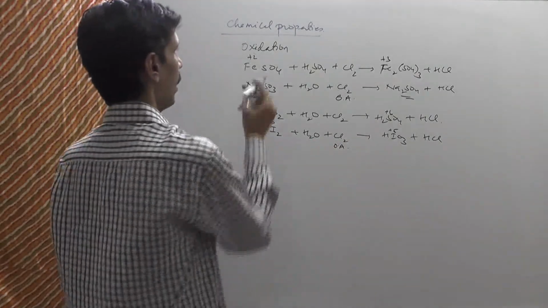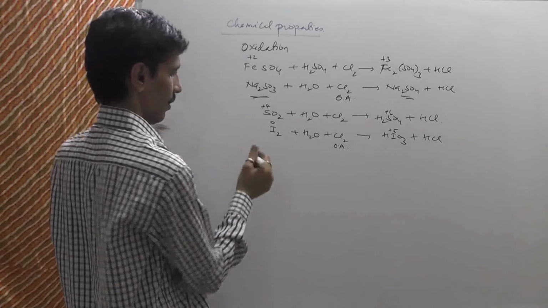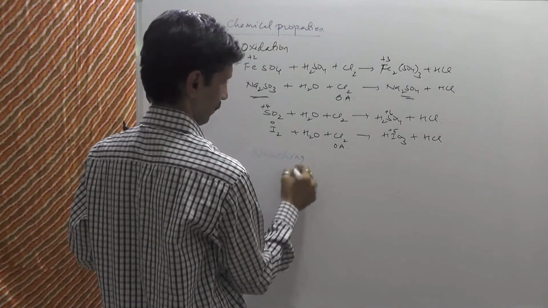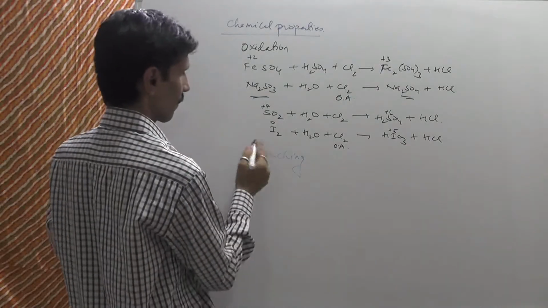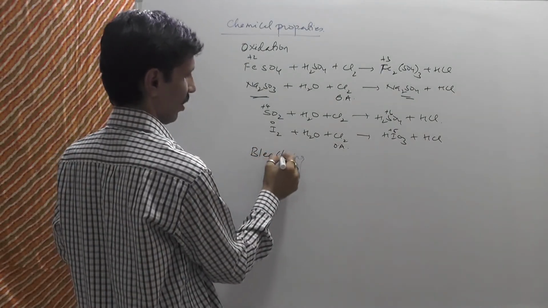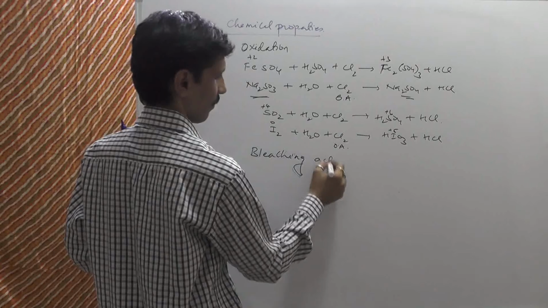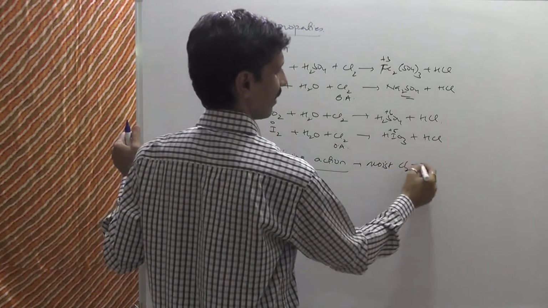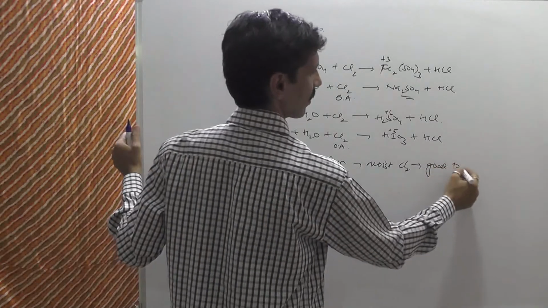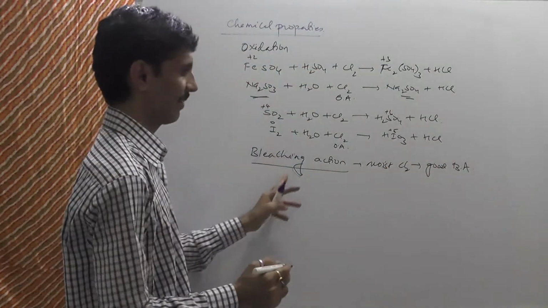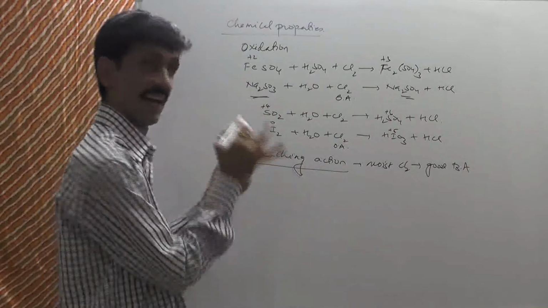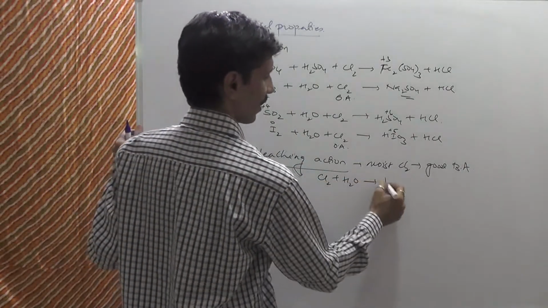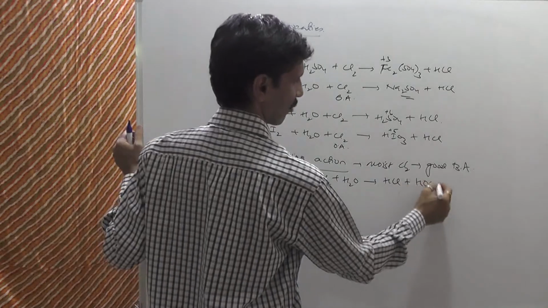Okay, the second important chemical property is bleaching action. We talk about the bleaching action of chlorine. Now here, friends, remember: moist chlorine is a very good bleaching agent. Okay, what did I say? In bleaching action, moist chlorine is a very good bleaching agent. How? I will tell you the reaction. That is Cl2 when treated with H2O, it is going to give you HCl as well as HOCl.